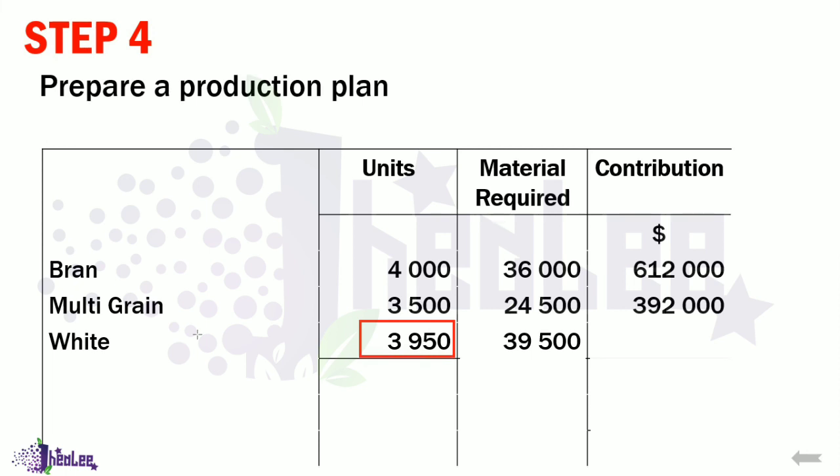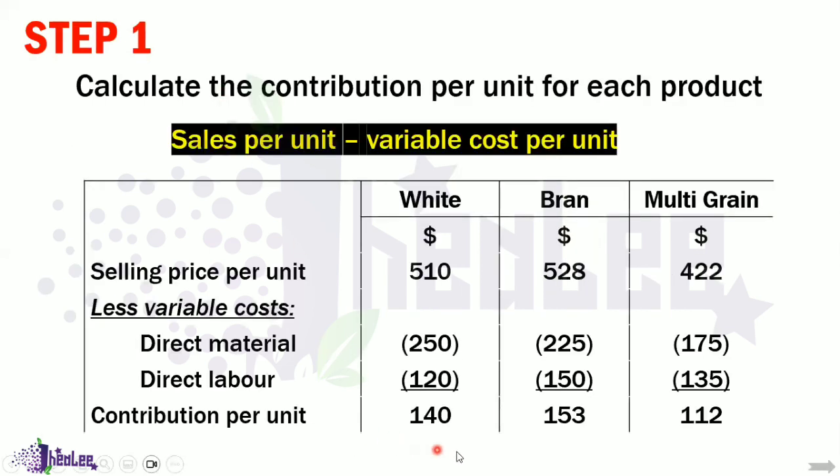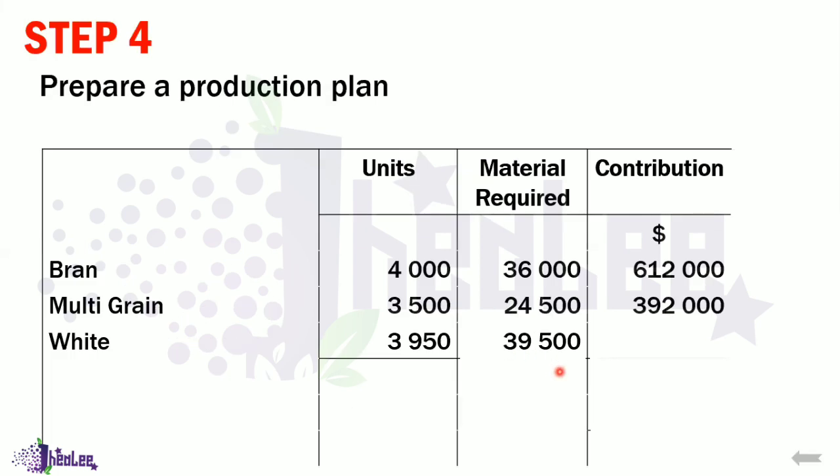Now, let us determine the contribution that the business will be able to generate from the production of the 3,950 white bread. And we are going back to the first step where we generated the contribution per unit. And for the white bread, we're seeing that that is $140 per one white bread. So the business is able to generate $140 per unit of white bread. It means that the business contribution margin that it will be able to generate from producing the 3,950 white bread is $553,000 in contribution that the business will be generating.